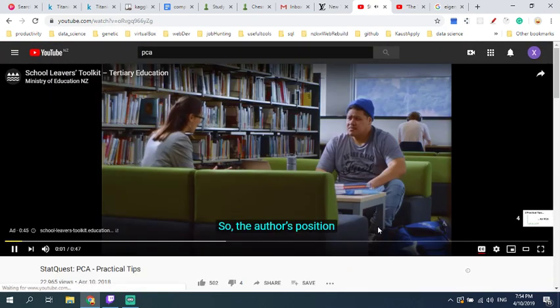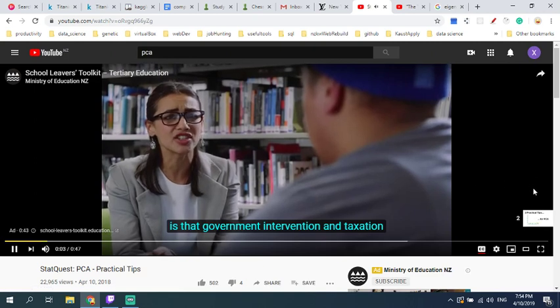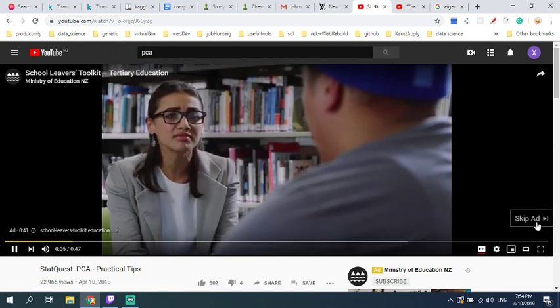So the author's position is that the government intervention and taxation in the free market should be minimized.